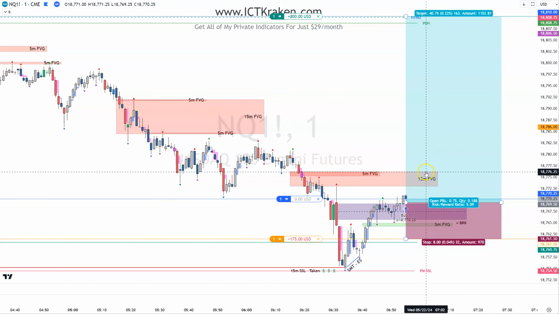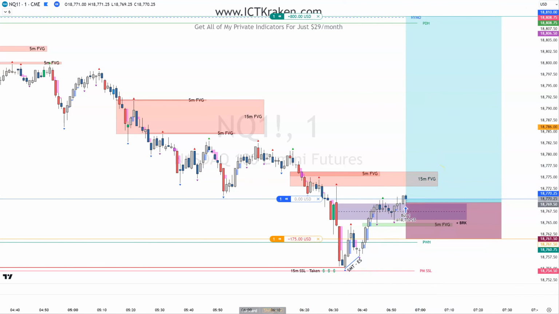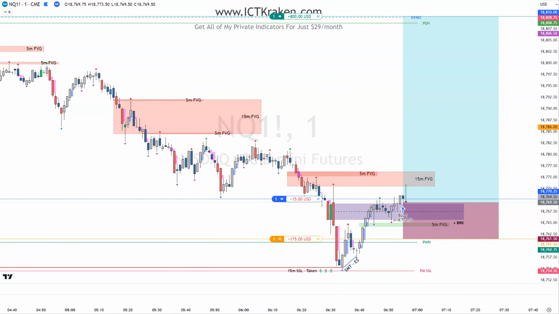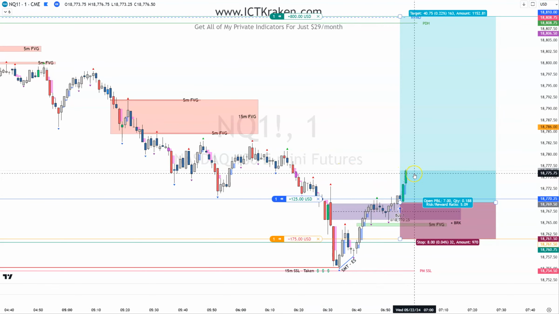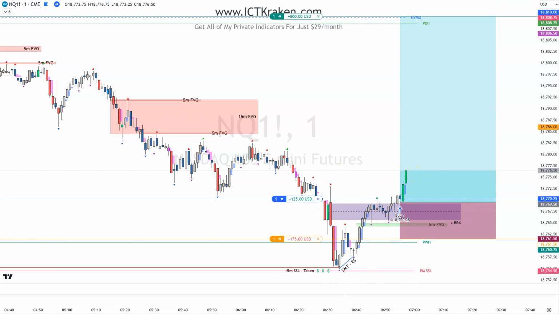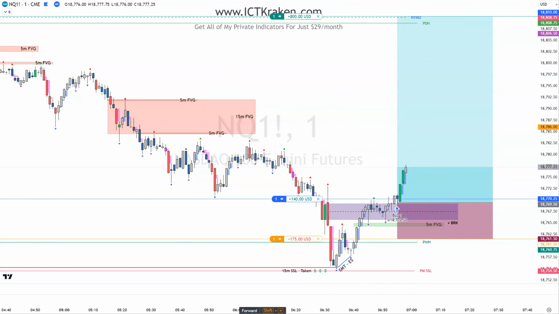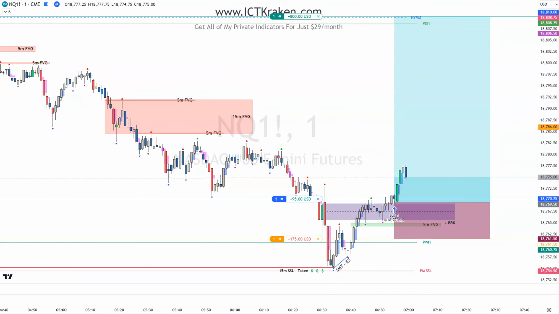And actually, I'd really like to see us break through this 15-minute fair value gap and use it as support. So I'll make it an inversion. That would be great. So let's see how this works. So just close that. So that 15-minute is now going to be an inversion. So I'm liking that. Let's see how it uses it, if it uses that as support or not.